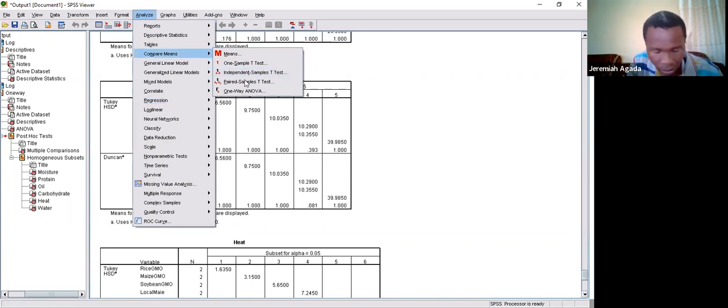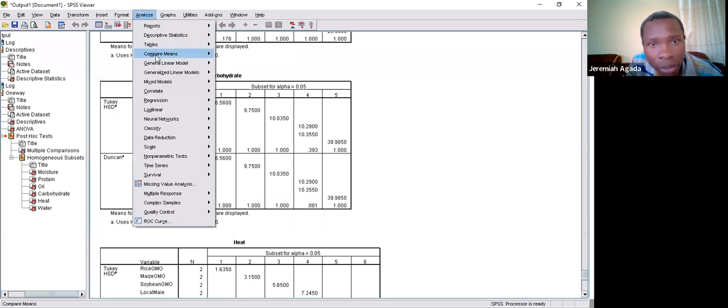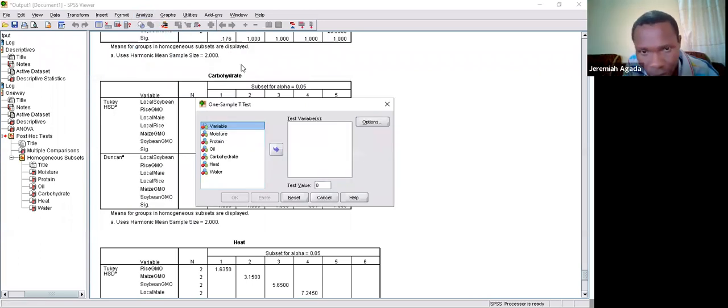Let me move this from here. I have something that's covering. Okay, so I'm going to one sample. Let me do one sample t-test. So let's now check something. Although I'm seeing something also, there's an error somewhere in my data. The data were not well collected or arranged before analysis, but no problem.